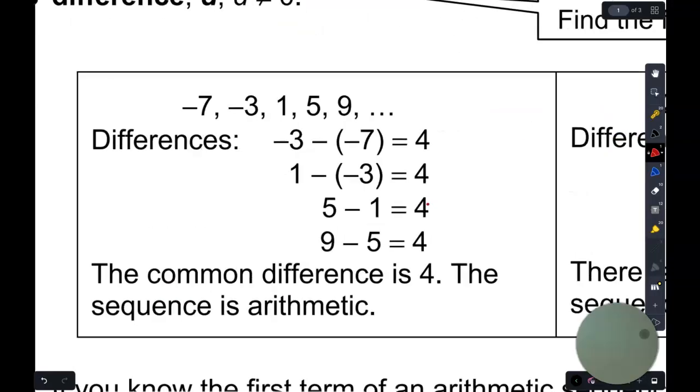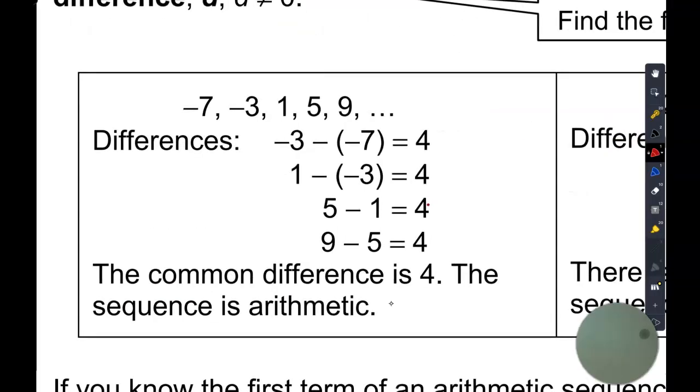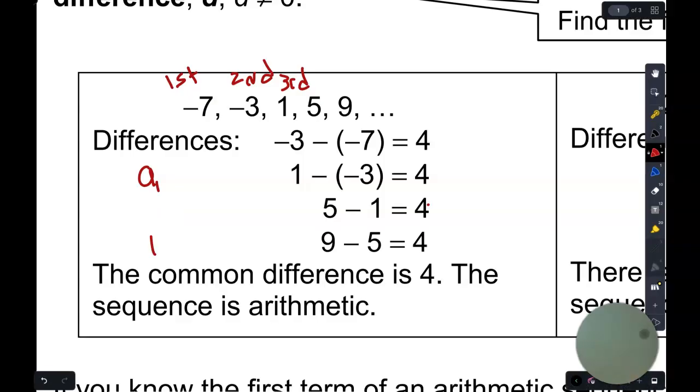and zoom in here. Okay, you've got an arithmetic sequence. This will be the first, this will be the second, this will be the third, and so on. So instead of saying first, second, third, they usually use different notations. So here in this particular worksheet, they say A1. So A1 would be -7, A2 would be -3, and A3 would be +1. It's just the number of the term in the sequence.